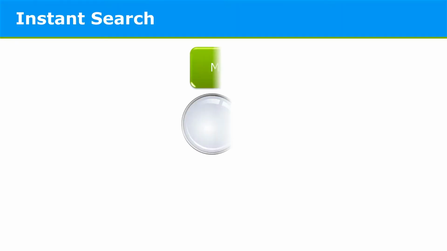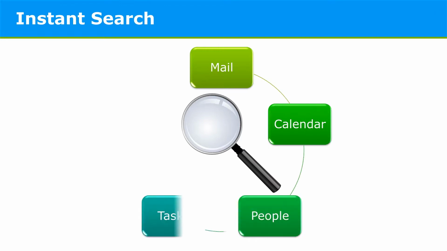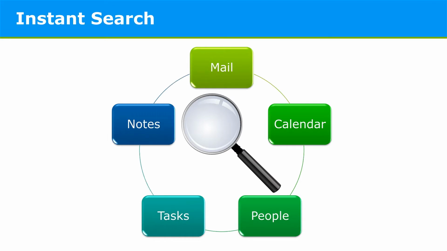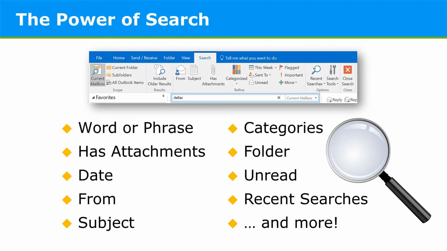Instant search. A huge bonus to personal productivity is using the instant search feature to quickly find Outlook items in all Outlook views: mail, calendar, contacts, tasks, and even notes. Plus, we not only can look for a word or phrase, but we can also narrow the criteria as to whether the message has attachments, what the date range was, who sent the message, other criteria such as the subject, where it's located, and you can even go back to recent searches. So it's a very robust search tool.